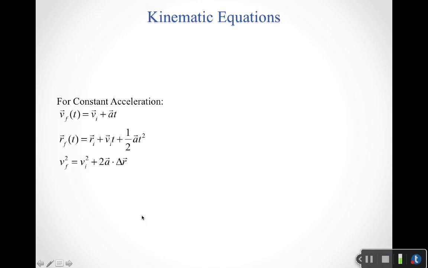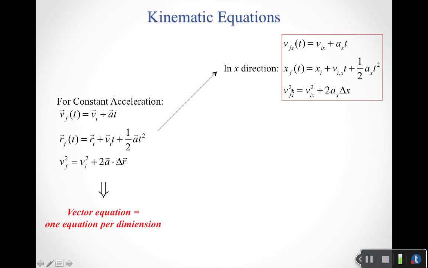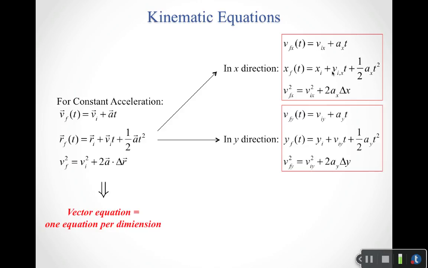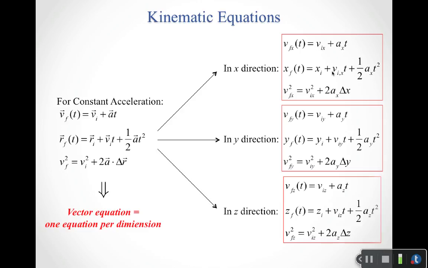So again, these three equations are really vector equations. What that's telling me, as always, is that I've got one equation per dimension in each of these equations. And so I can break this up into a set of three equations for the x if the motion in the x direction has constant acceleration, or three equations in the y if motion in the y has constant acceleration, or three equations in the z if the motion in the z direction has constant acceleration.